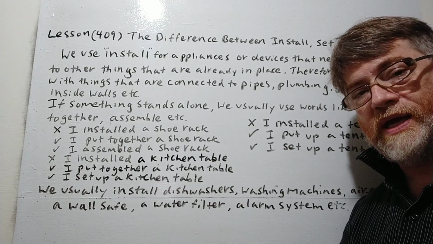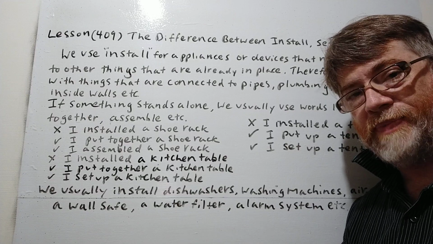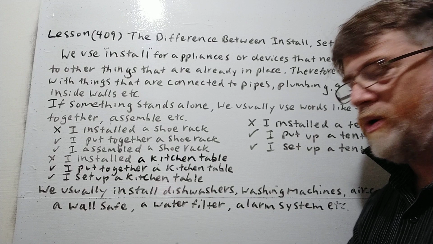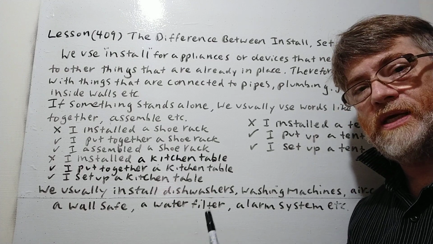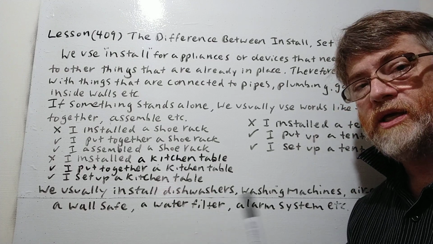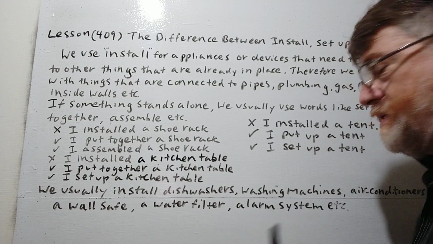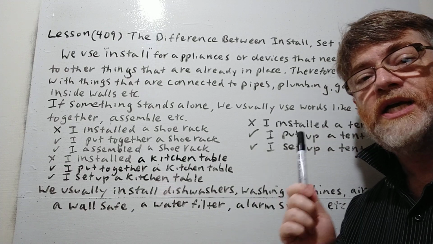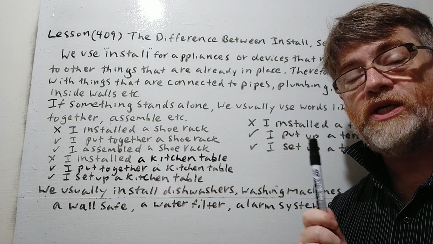Water filter, again, if it's connected to the plumbing, not one of the portable ones where you just pour water through, but if it's connected to the sink or to the plumbing, you would say you install that. Alarm system, definitely, you've got to connect it to all kinds of wires and things like that. So these ones we definitely use install.